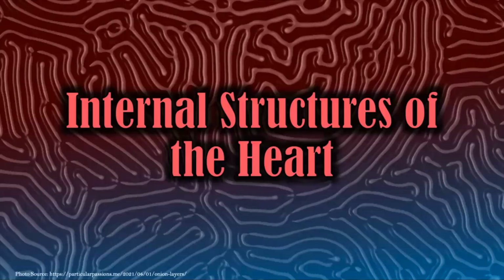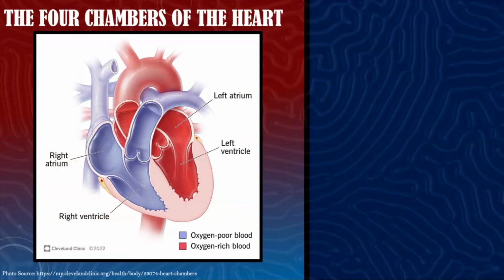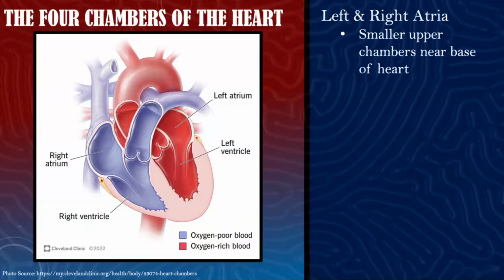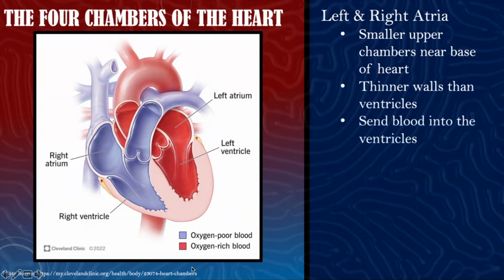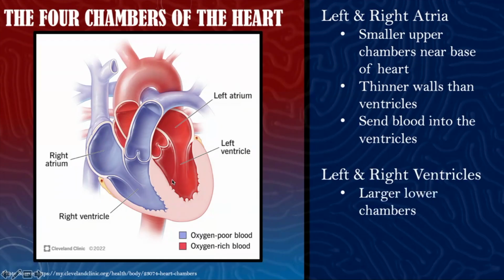Now let's talk about the internal structures of the heart. Maybe the most important, we have the four chambers of the heart, the left and right atria, which are the small upper chambers near the base of the heart, remembering that top of the heart is called the base. And these have thinner walls than the ventricles beneath them, and they send blood down into the ventricles. And of course, we have the left and right ventricles, which are the larger lower chambers. They have those thicker walls, and these send blood to the lungs and out to the body.